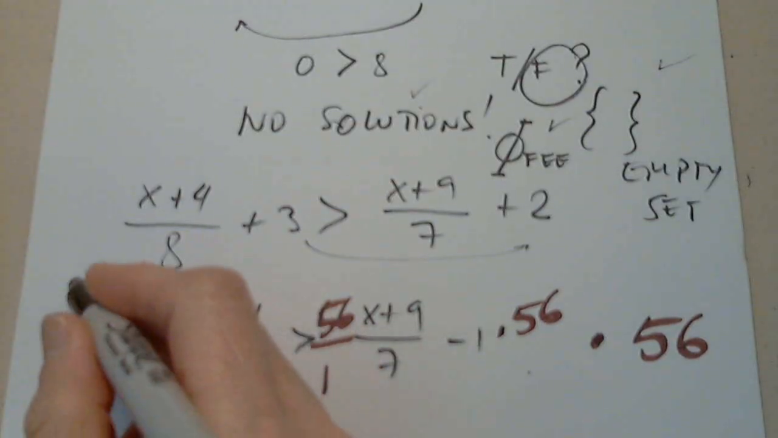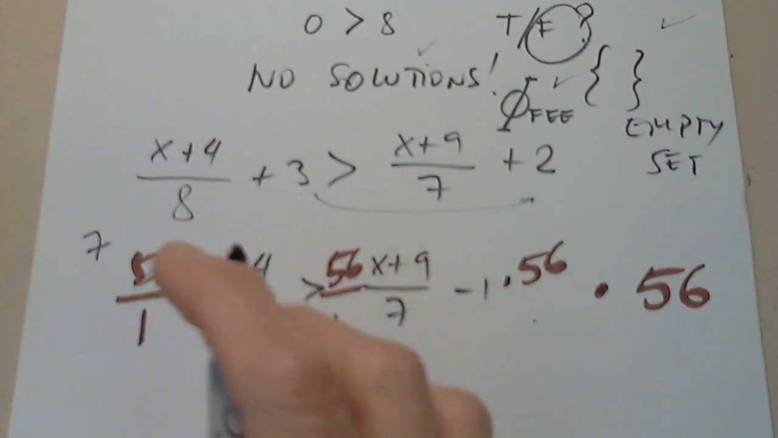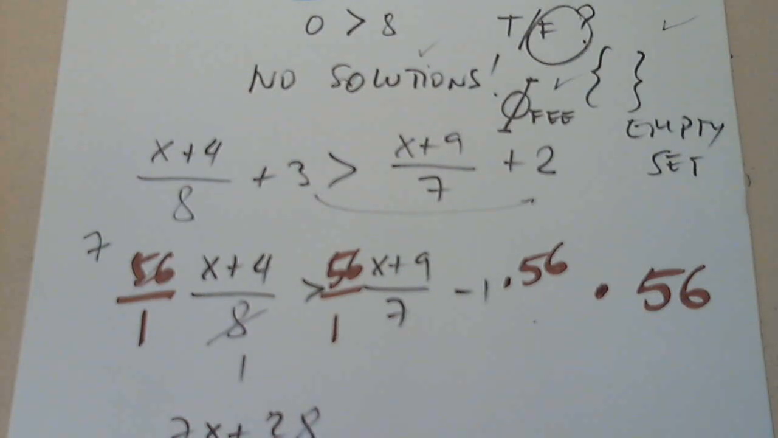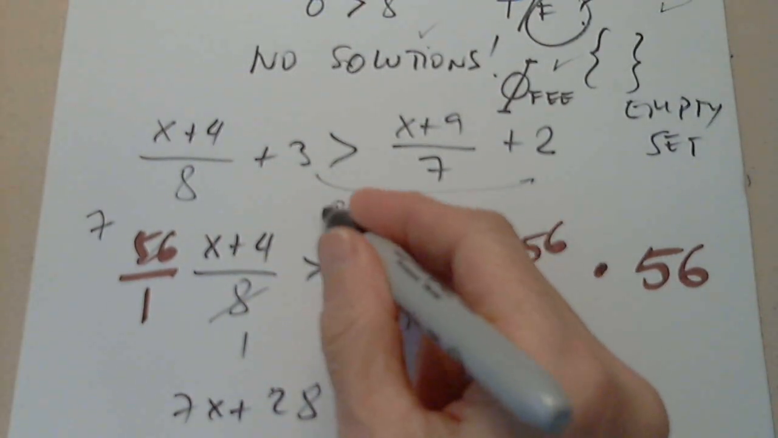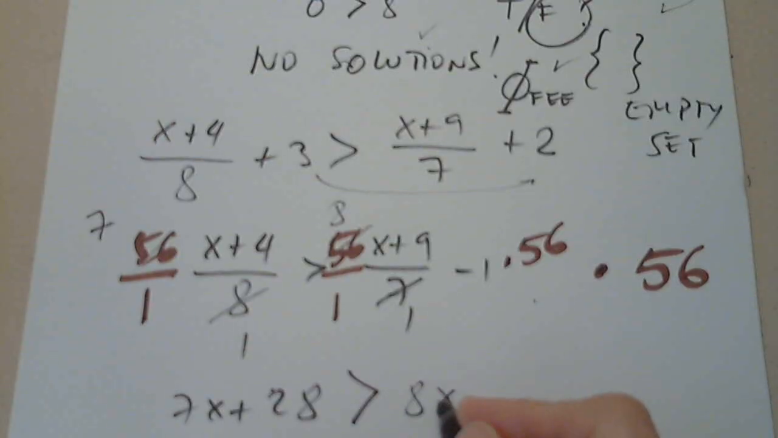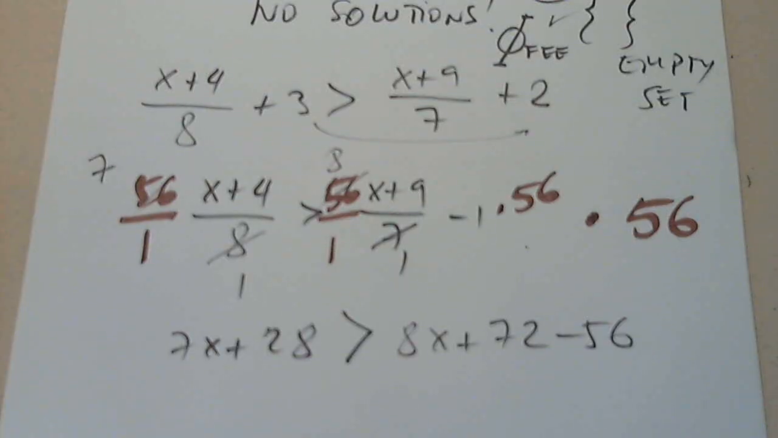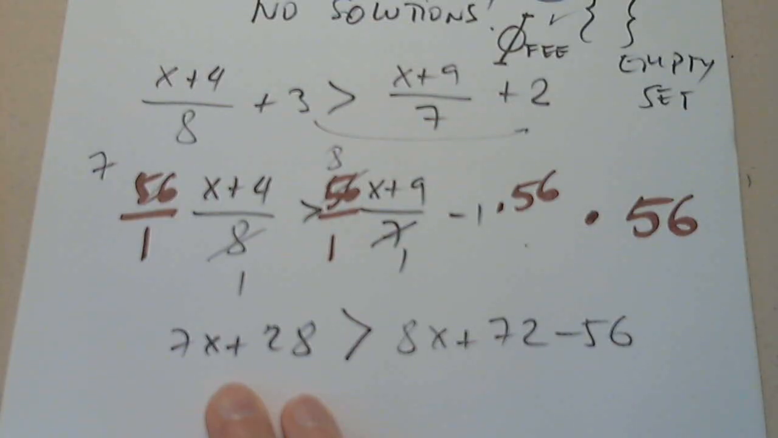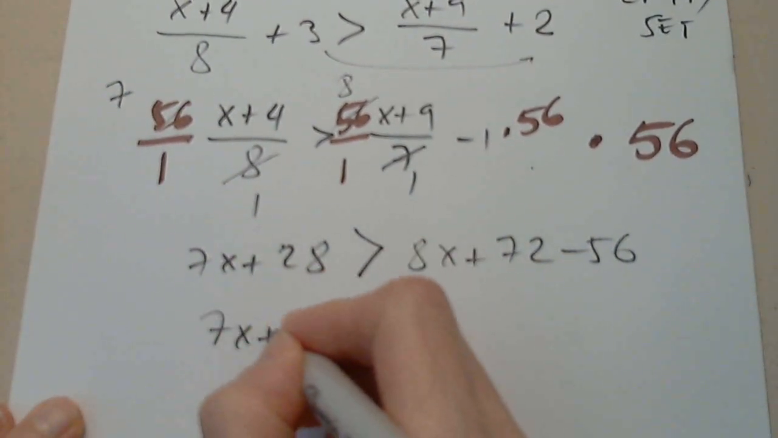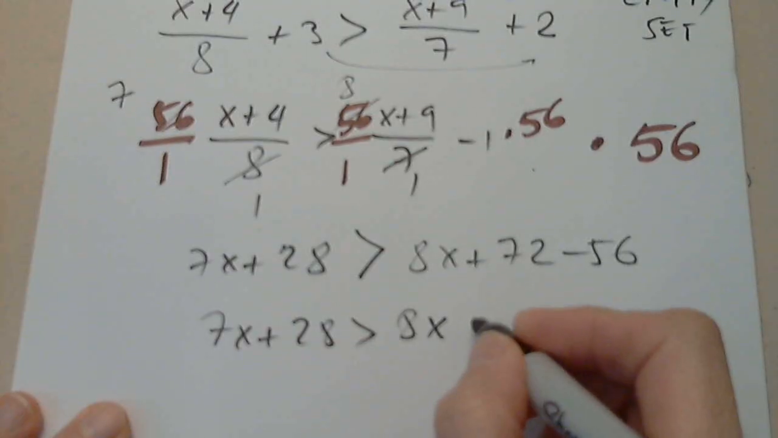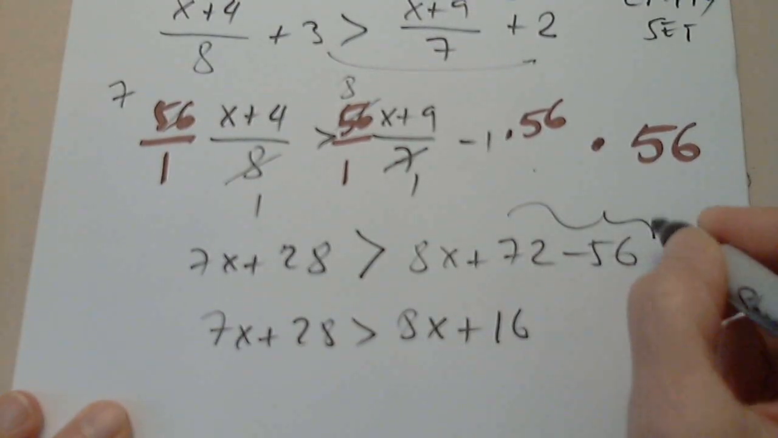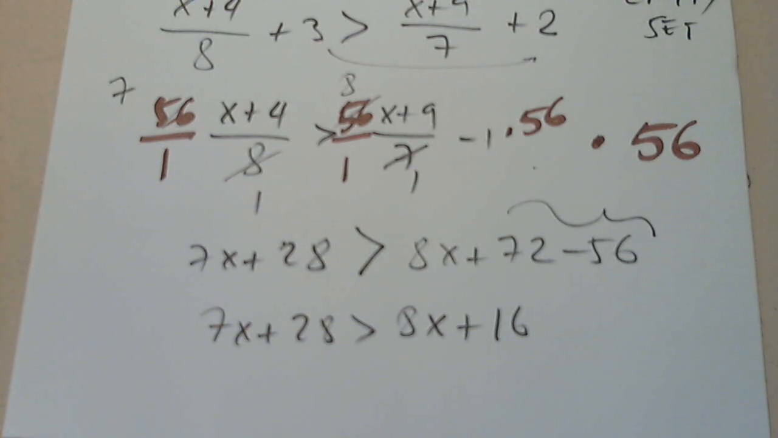When I simplify, I get a 7. So 7x plus 28. When I simplify, I get an 8. 8x plus 72 minus 56. That is allowed. Now the left-hand side is clear, but the right-hand side has to be cleaned up. So I have 7x plus 28 greater than 8x plus 16. Now, what will be our next move?